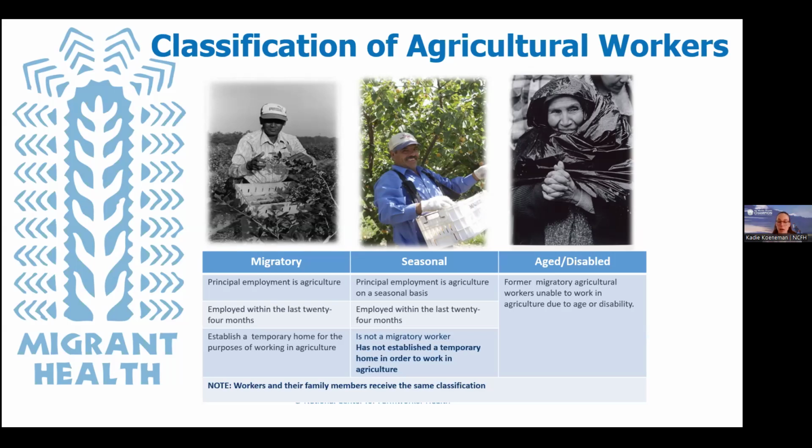And then the note at the bottom there says workers and their family members receive the same classification. So family members and dependents of migratory, seasonal, or aged and disabled former migratory agricultural workers will all receive the same status as their agricultural worker family member. And we'll break these definitions down even further and practice some scenarios towards the end of our time today.